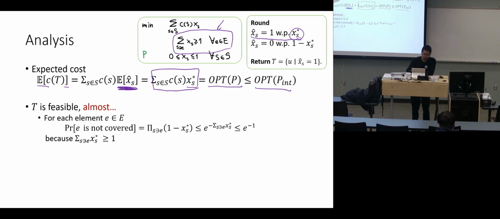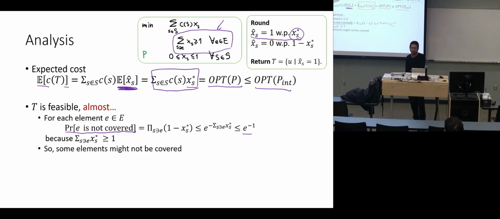Okay, so we want to show that this probability is so small on every element, but we just get this kind of weak bound. The probability that you don't cover some element is at most half. So this is something, but it's not strong enough, right? With this bound, maybe some element might not be covered.